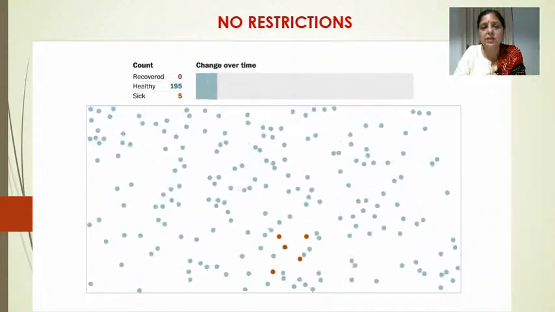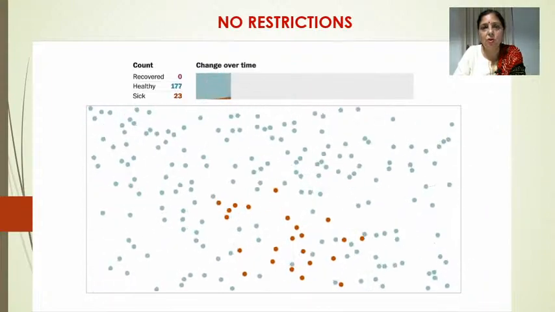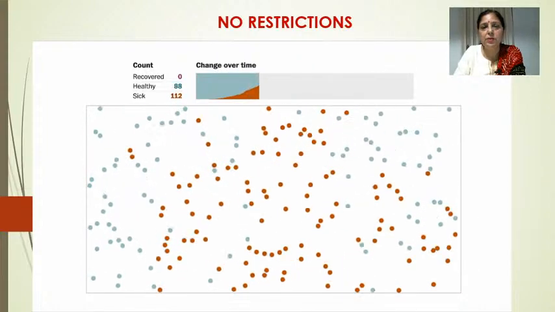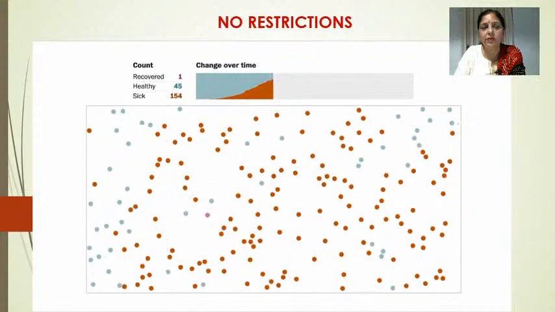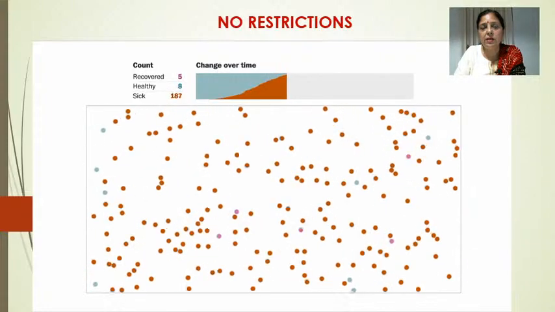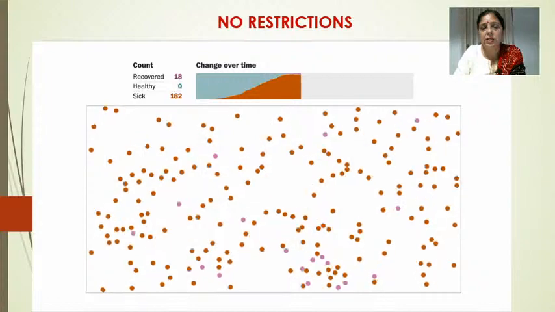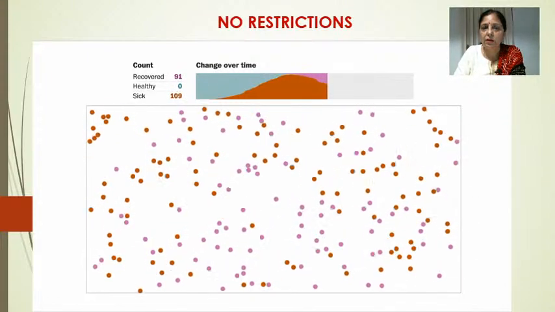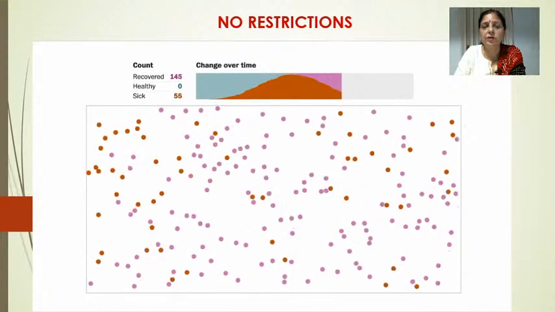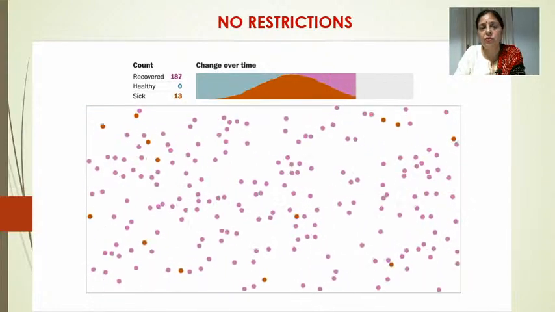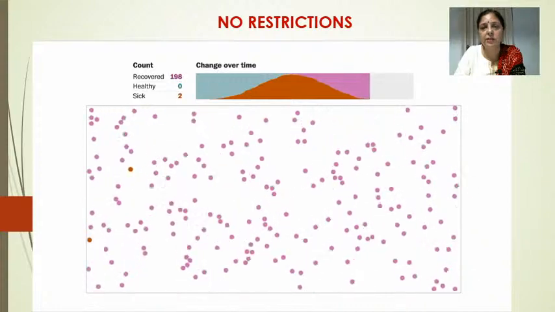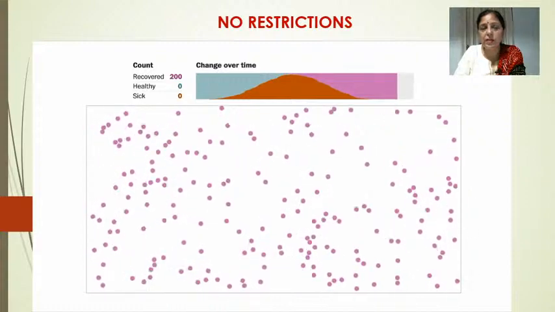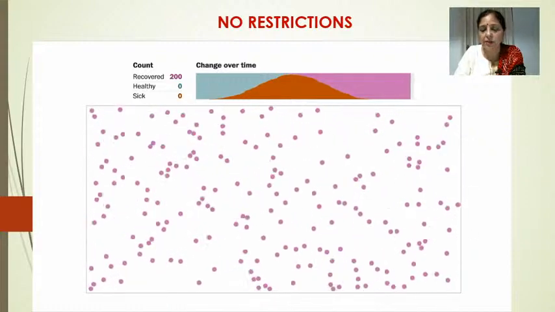So we can see these are the bouncing balls which I have taken, and we can see the change over time in these people, where the total number is 200. We can see that when there are no restrictions, the number of infections goes on increasing till all 200 people are infected, and hopefully they will get recovered. I have not taken the deaths in it, so they get recovered. But the peak is reached very early.